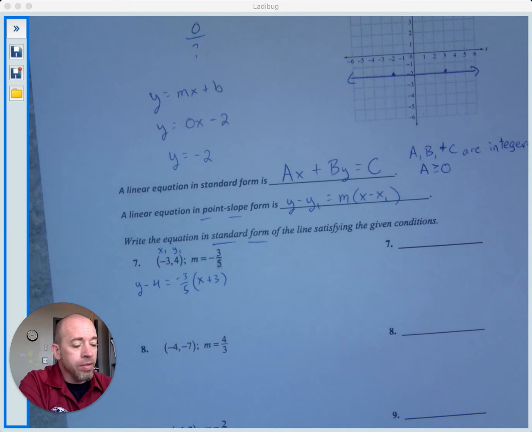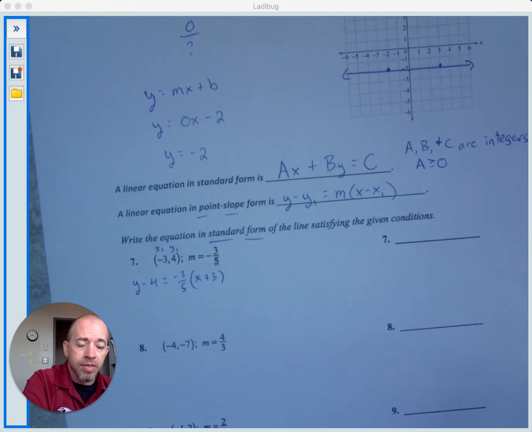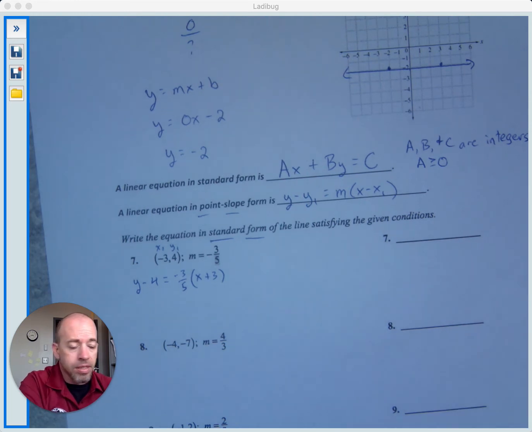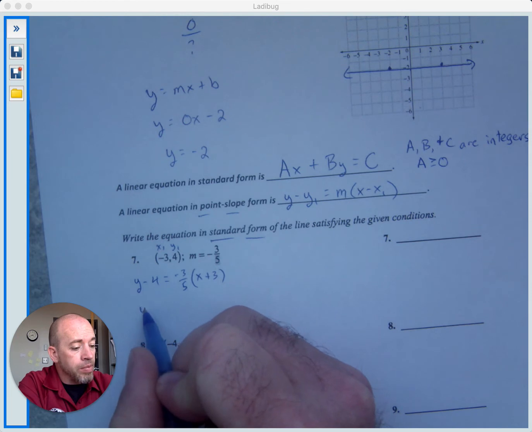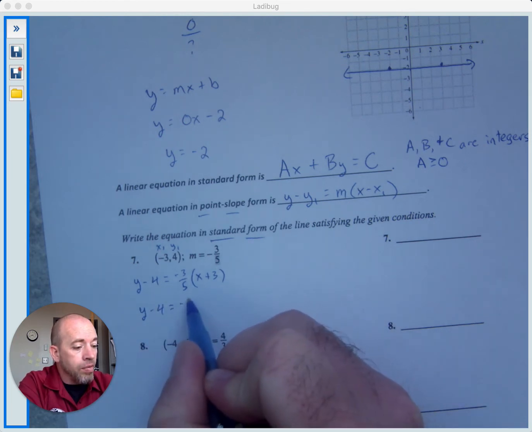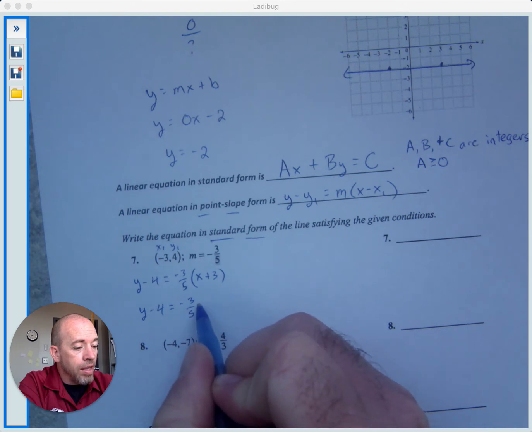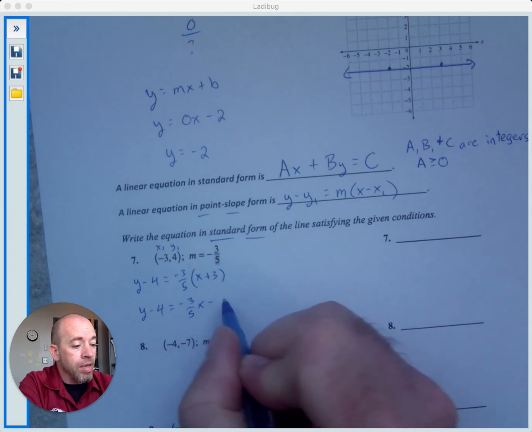first thing I like to do is to distribute the negative 3/5. So get the negative 3/5, get the parentheses gone, basically. If I distribute the negative 3/5, this becomes y minus 4 equals negative 3/5 x. And negative 3/5 times 3 would be a negative 9/5.